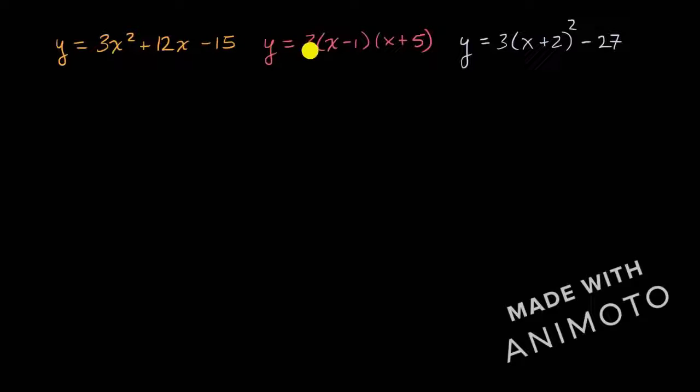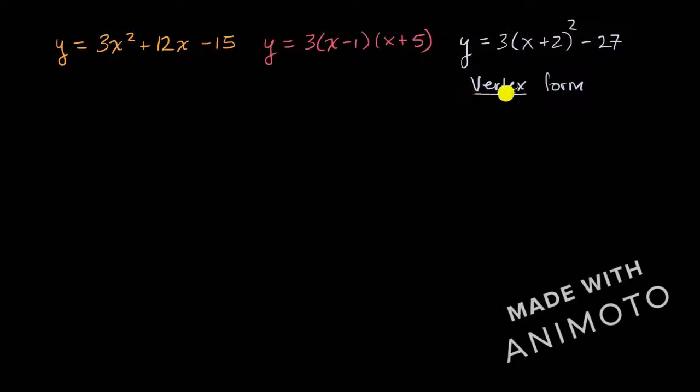This is the quadratic in factored form. Notice this has been factored right over here. And this last form is what we're going to focus on in this video. This is sometimes known as vertex form. And we're not going to focus on how you get from one of these other forms to vertex form in this video. We'll do that in future videos. But what we're going to do is appreciate why this is called vertex form.